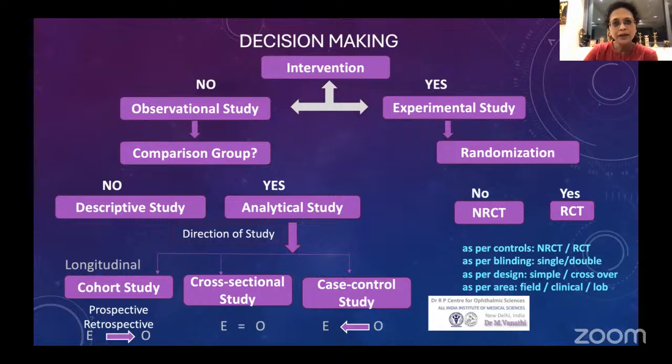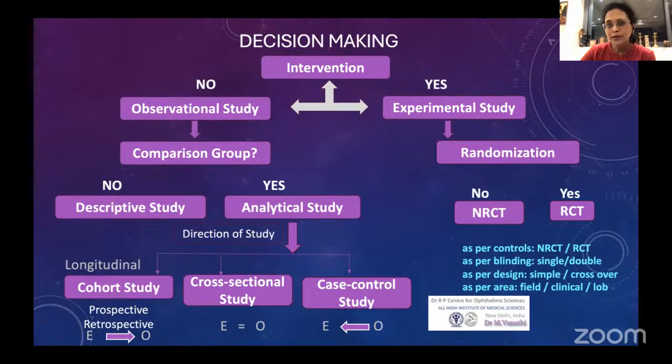If you're not having a comparison, you're only going to study one group, one particular sample, then it becomes a descriptive study. Suppose you're going to compare one group with another group and observe their data, then it becomes an analytical observational study. An analytical study can be categorized into 3 principal types: a cohort study, a cross-sectional study, or a case-control study. We'll learn more about this as we go down, but you need to understand where your study will fall. Principally, most of your studies will fall into these 3 categories.